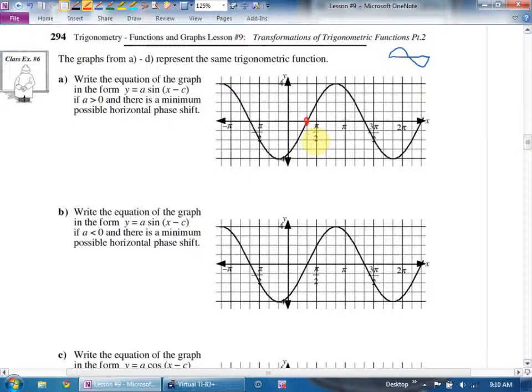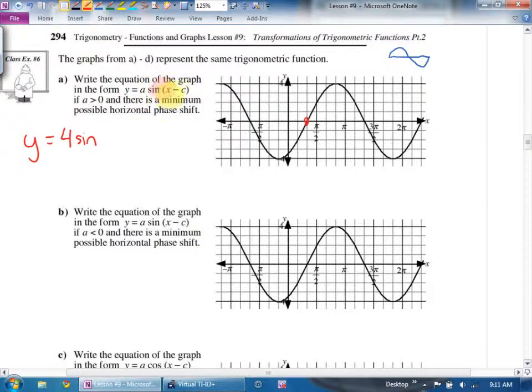I could start all over the place, which is why you can get so many different equations. But since they wanted positive sine, I know sine looks like this. Can you see it? Okay. Write it in this form. Y equals. What's my amplitude? Okay. Total distance is 8. Half of that, 4. Sine. The period is 2 pi, so b is 1. They didn't put a b here.